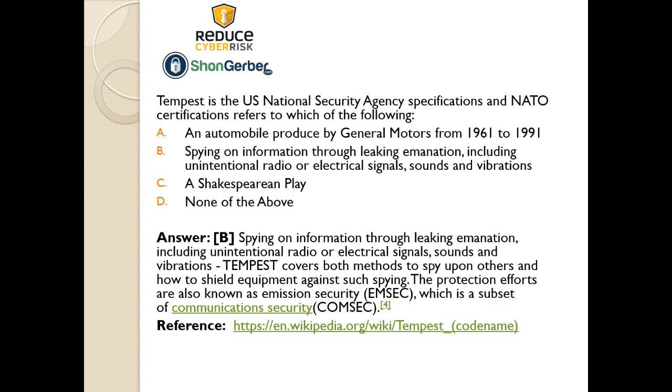So Tempest will cover both methods, and it's designed to basically tell you how far shielding needs to go. As an example, you could have a computer next to an outlet. If someone is trying to eavesdrop on those communications, if it's too close to the outlet, just the spurious Wi-Fi connections, a Wi-Fi antenna, or even a monitor could potentially be intercepted. So you have EMSEC, which is your emission security, and also COMSEC, which is your communication security. A lot of that's dealt with in the government, but it's something to consider if you're dealing with highly sensitive information. You can get this through wikipedia.org, under Tempest, which is the code name.